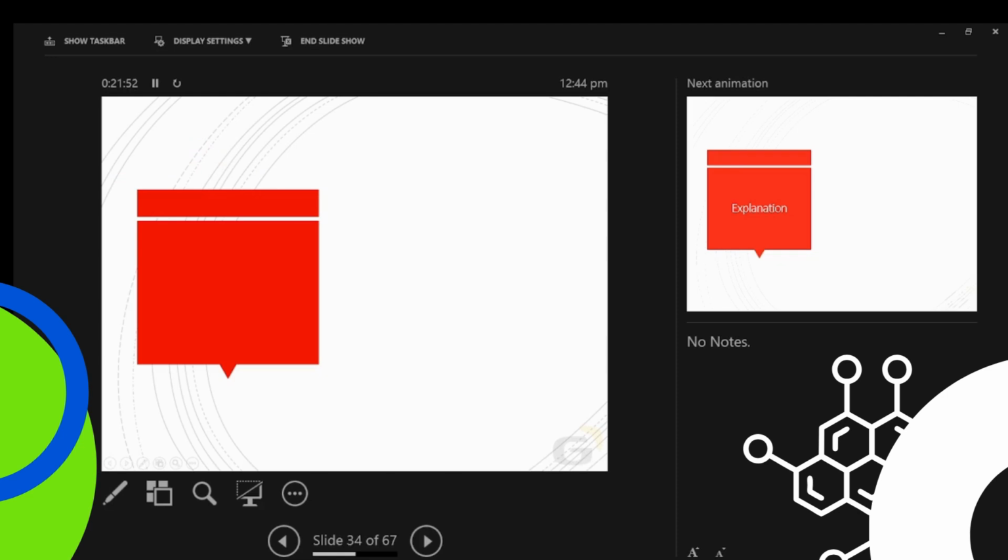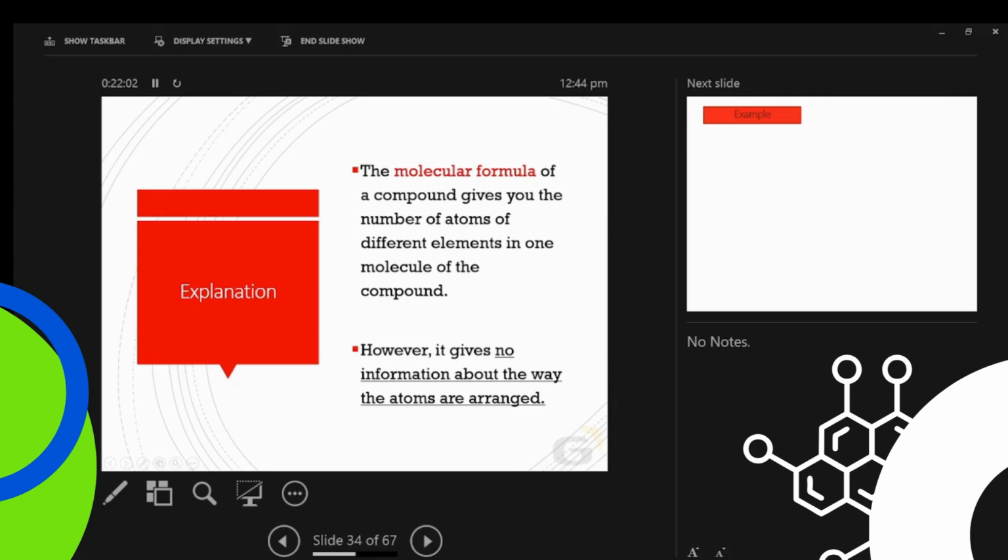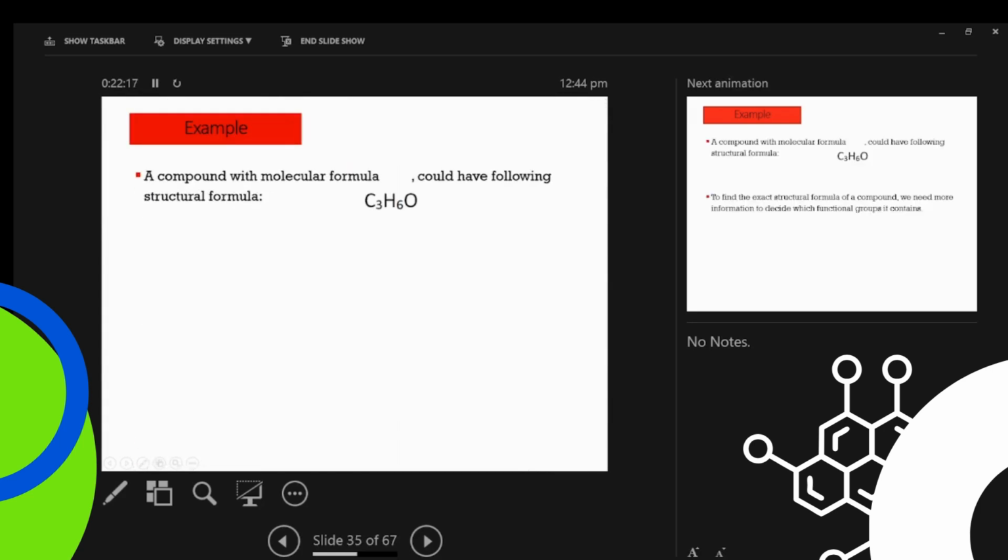Let's learn more structures. The molecular formula actually gives you the number of atoms of different elements in one molecule. However, it won't give you any information about the way the atoms are arranged. So the arrangement is only explained by the structural formula. For example, if we learn about C3H6O, now there can be two possibilities of making this formula.